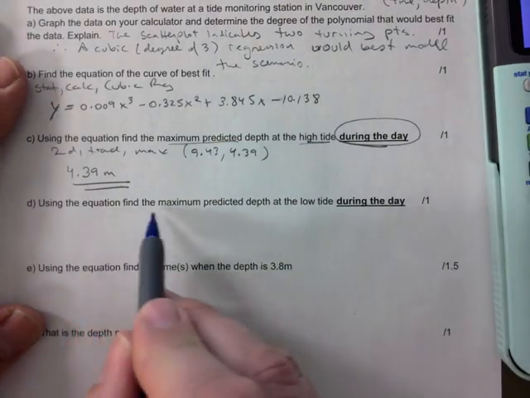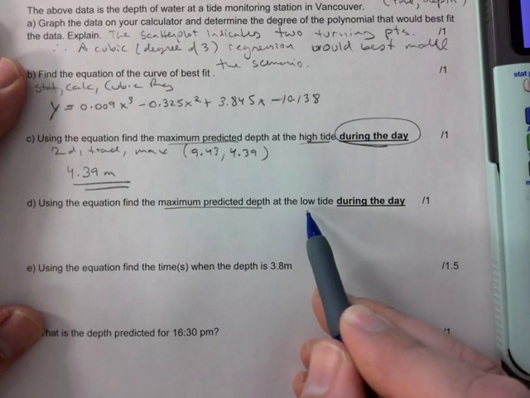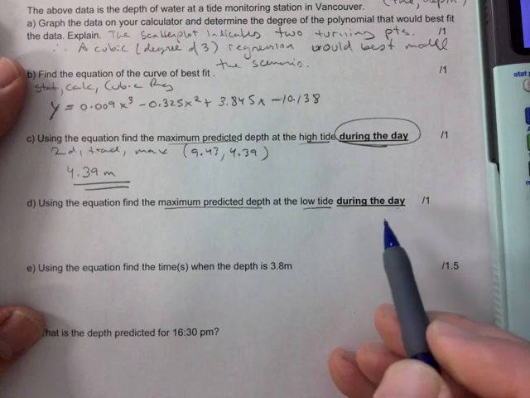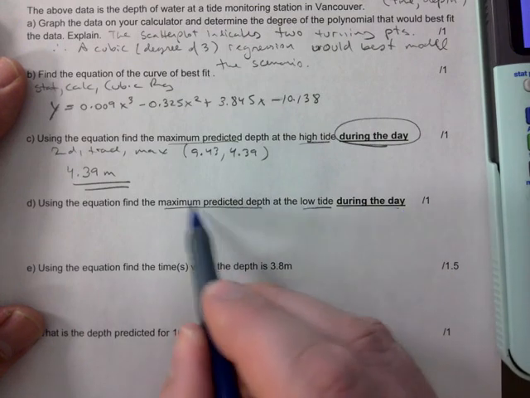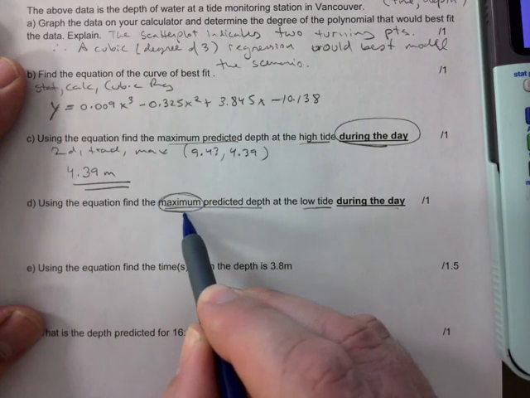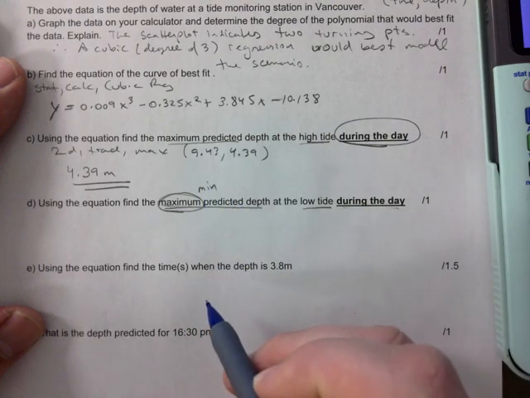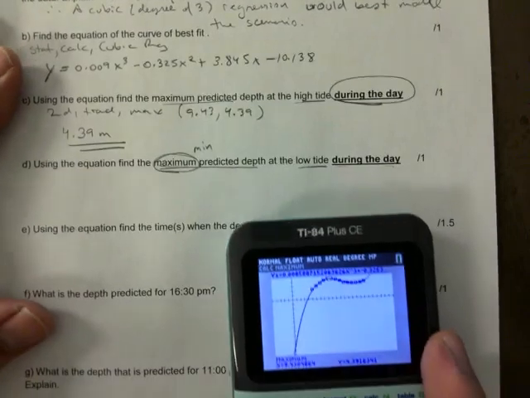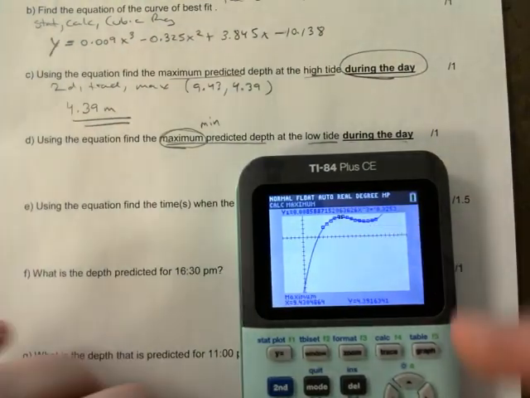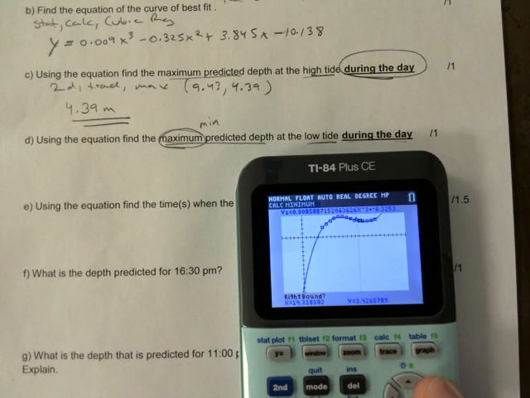Next, use the equation to find the maximum predicted depth at the low tide during the day. Why did I say maximum predicted depth? Did this puzzle you or what? Should be the minimum, right? Yeah, I was hoping for that to say it, but obviously it didn't translate. So we're looking for the min there. So second trace min, you go to the left, enter, and you go to the right.